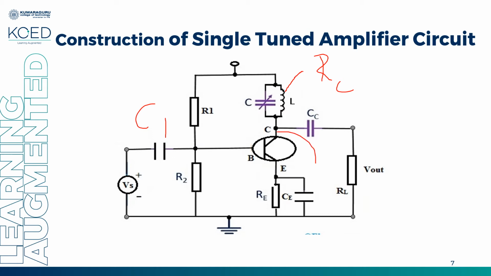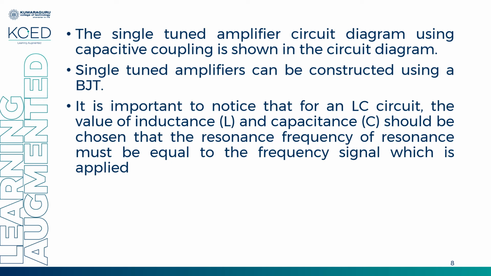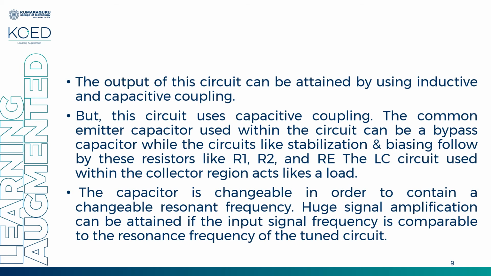So this is the circuit model or the construction of a single tuned amplifier circuit. This is the explanation of what I gave you regarding the construction. So the single tuned amplifier circuit diagram with capacitor coupling is shown, and we are using the bipolar junction transistor. The values of L and C can be varied, and the resonant frequency must be equal to the frequency of the signal which is applied and which has to be amplified. Again, this is just the outline of the construction. The output of the circuit can be attained by using inductive and capacitive coupling.